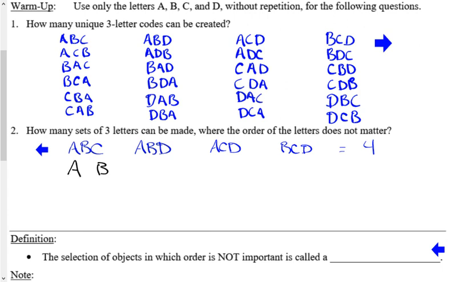A, B, C, D. So one group is those 3 letters. Another group is those 3 letters. Or I could have A and CD, or AB and D. And I already have the ABC. So those are showing different groupings of those. So I'm just choosing the letters, putting them in a group, but I'm not rearranging them once they're in a group.